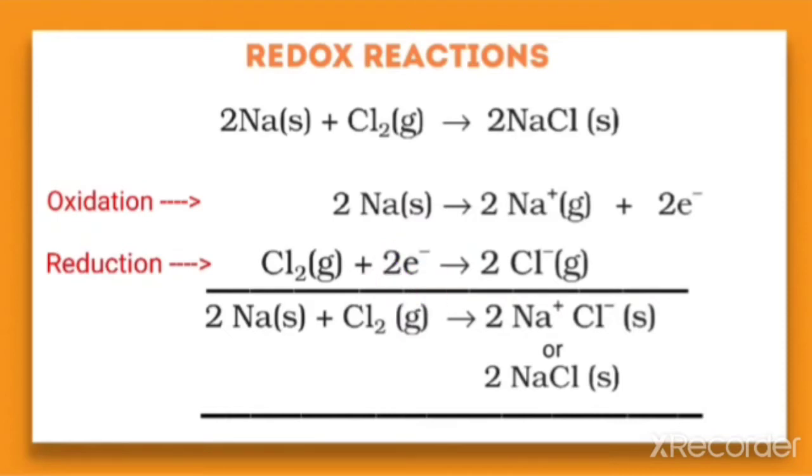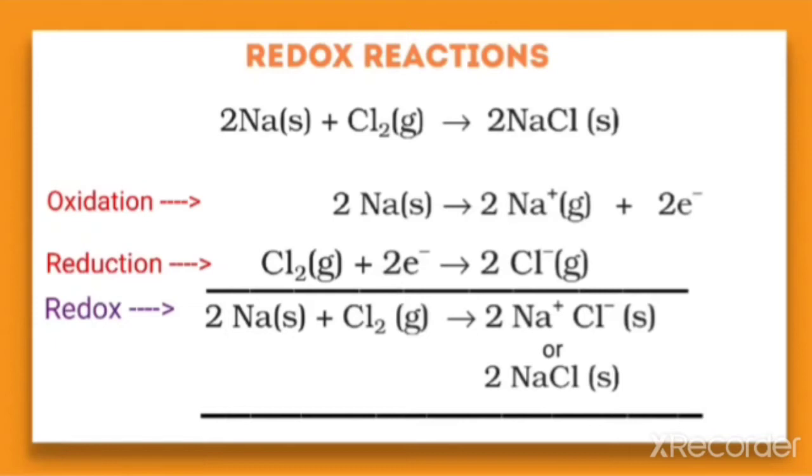So what we call the sum of these two equations, because the first equation is oxidation and the second equation is reduction? The sum of these two equations, that is the sum of oxidation and reduction, is called a redox reaction. That means this reaction is the redox reaction.